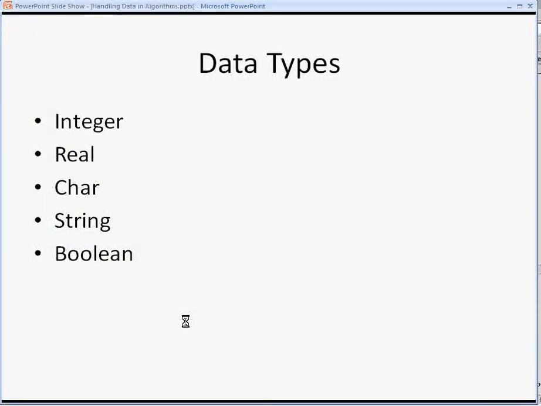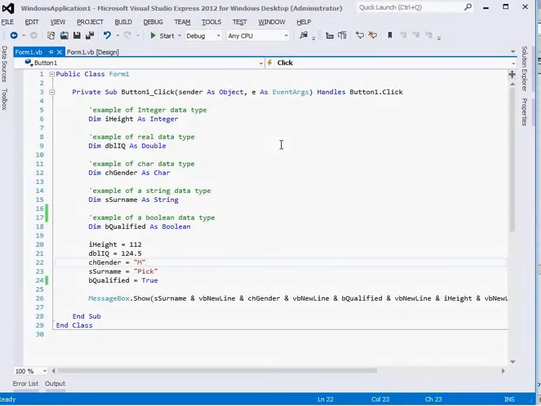In an exam, you're going to get asked about data types, and the 5 main ones to remember: integer, real, char, string, and boolean. I've got a VB.NET program here which declares variables of each of those data types and then uses them. So I've got an integer data type to store whole numbers. I've called it iHeight, and you can see there that's to store the height of somebody there.